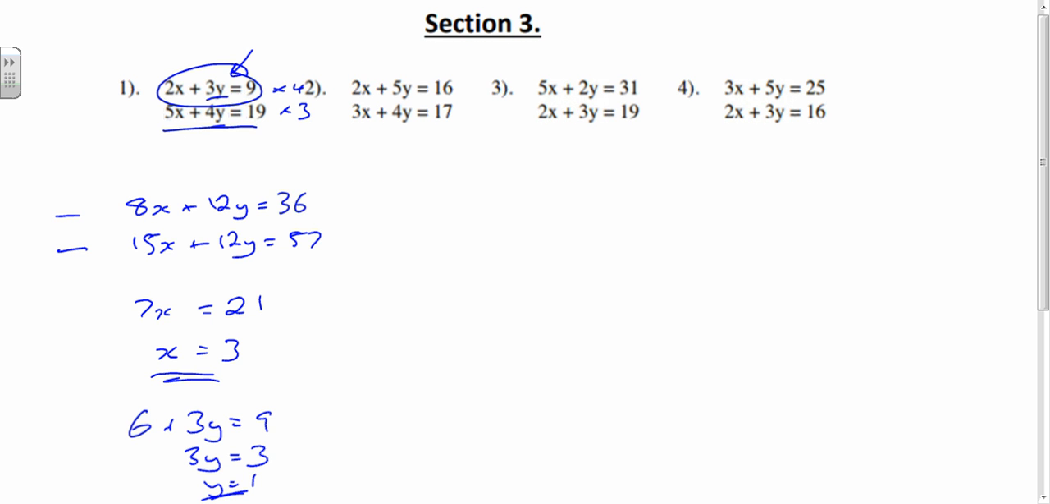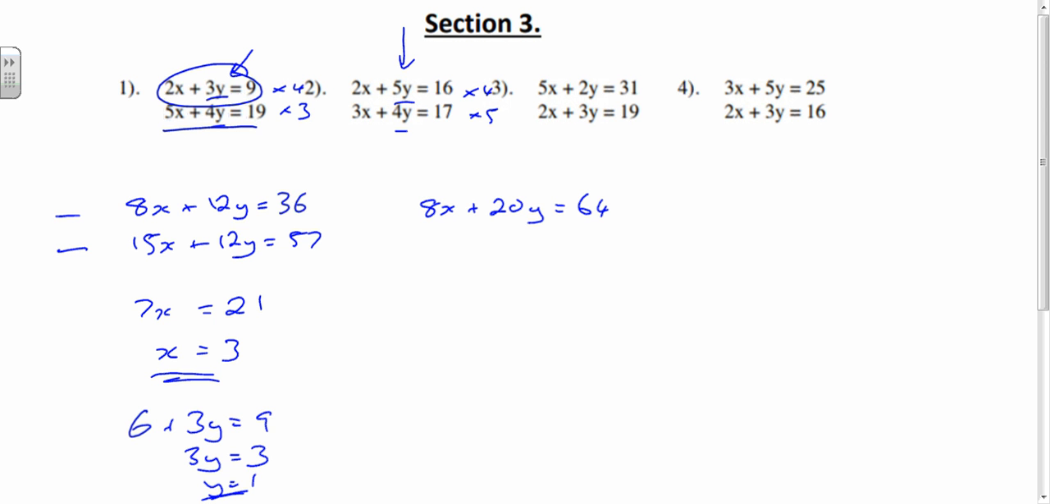Next question. 5 and 4 both go into 20. So I'm going to times this one by 4, this one by 5. So if I times the top one by 4, I'm going to get 8x plus 20y. 16 times 4 is 64.